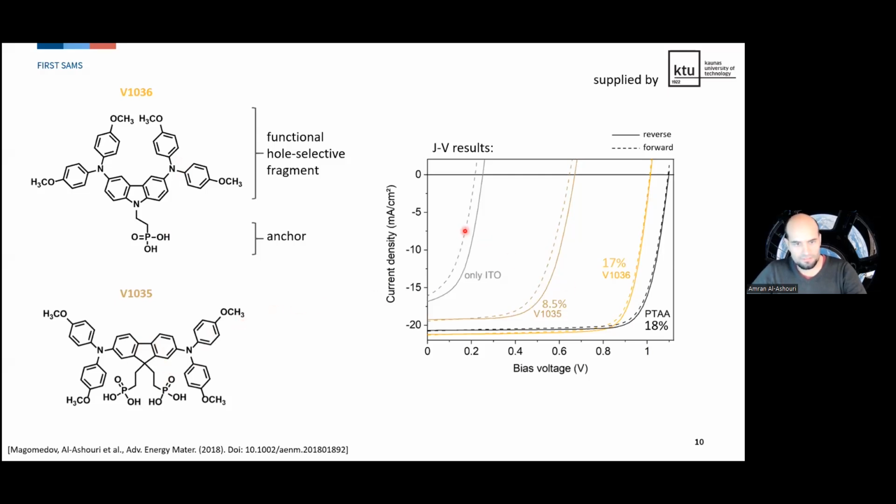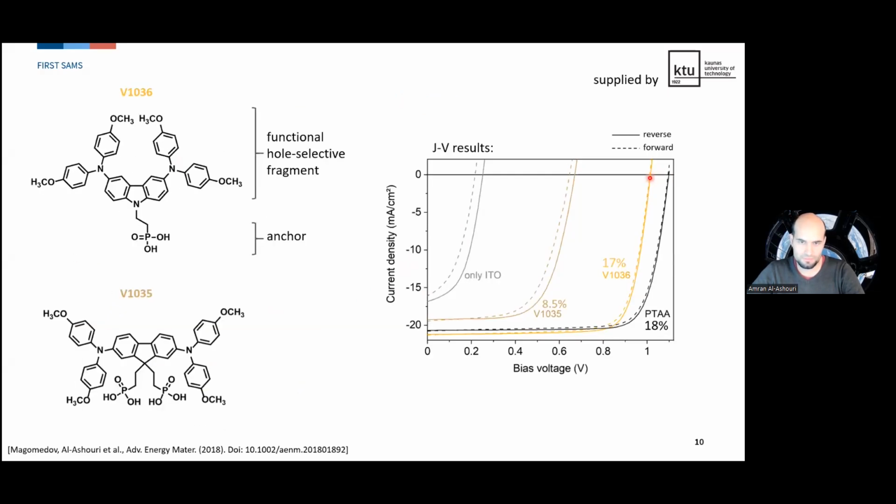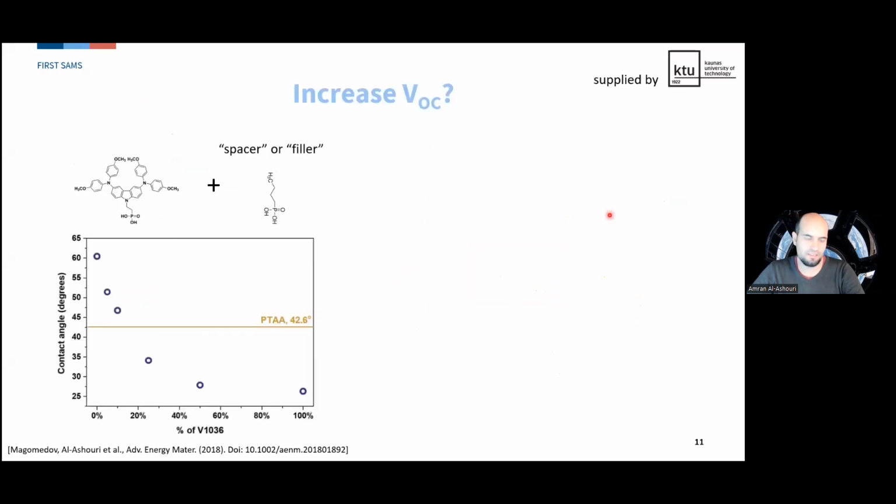But all of them are better than nothing. So there's some hole-selective property going on. And then the idea was, well, the VOC is rather low. It was 1 volt only compared to 1.13 or 1.11 for PTA. And we thought it has to be the ordering, right? So probably it's a very chaotic layer.